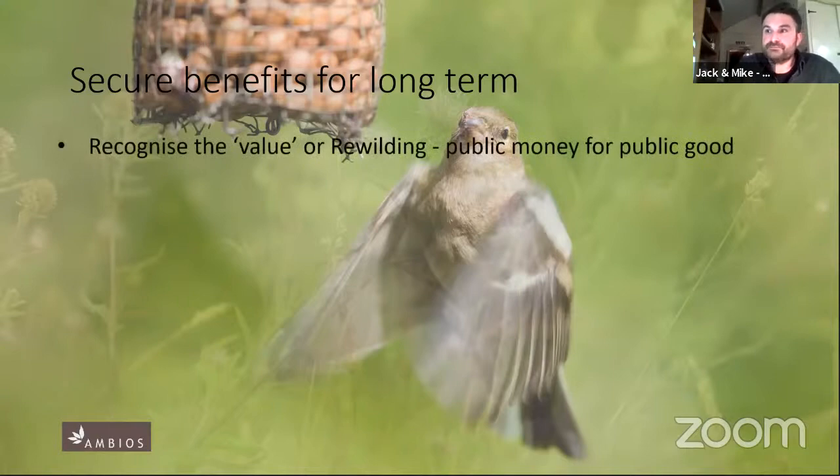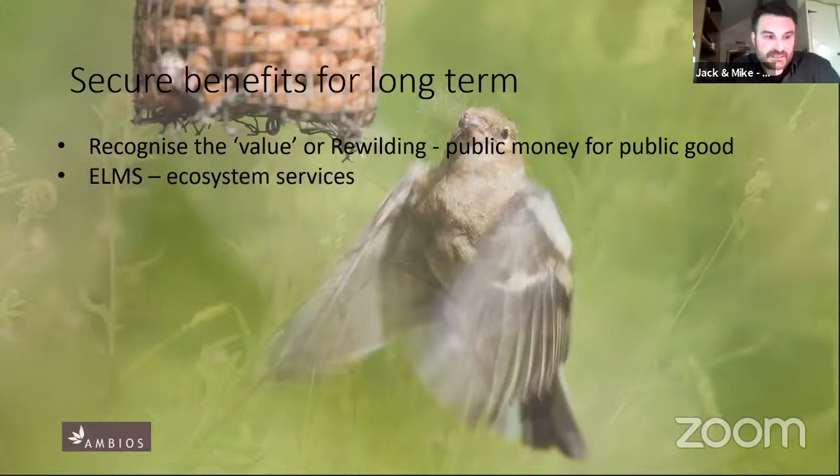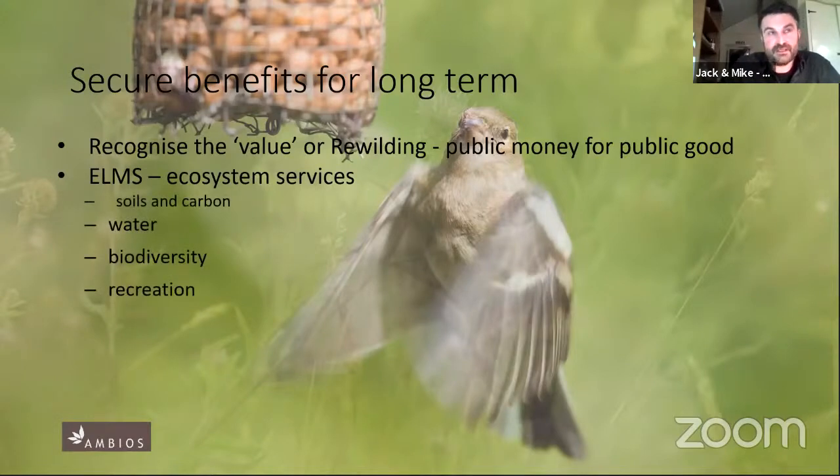Securing benefits for the long term. We want to recognise and ensure others recognise the value of rewilding. So the idea of public money for public good. As the rural subsidy schemes change within the UK post-Brexit, there are massive opportunities for landowners to try and diversify their economies, to look at some of the marginal land and think openly about what the best value for that land might be. And this idea of ecosystem services and funding through the ELM scheme and others might mean that the priorities for some of the countryside are changed. And we can look at the other values alongside agriculture for the countryside, things like soils and carbon, for water, for biodiversity and for recreation.